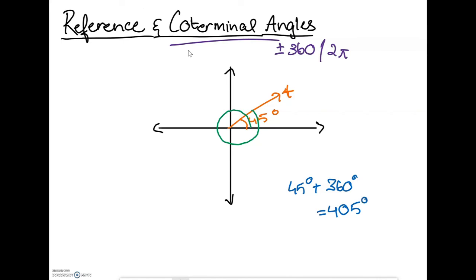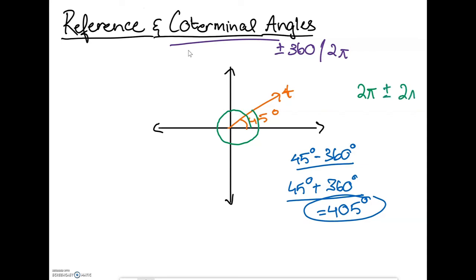You can also find coterminal angles by subtracting. So 45 minus 360 is another way of finding a coterminal angle, except that one would be negative, and this is a positive coterminal angle. So that's all there is to coterminal angles. If you have an angle of, let's say, 2 pi, which is if you're doing it in radians and not degrees, you can add or subtract 2 pi to get your coterminal angle. So it can either be 0 or it can be 4 pi. Those are your two coterminal angles for 2 pi.